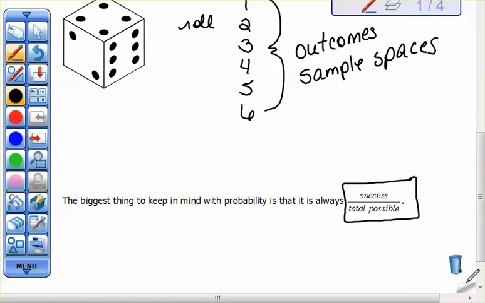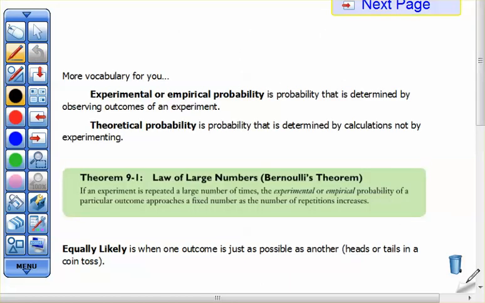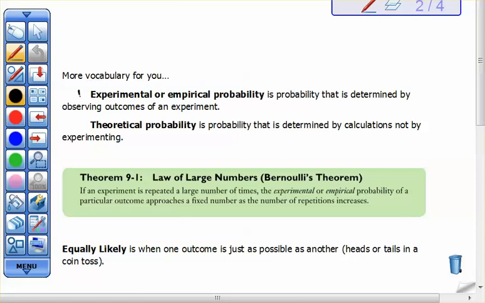All right, let's talk about a little more vocabulary. There is something we call experimental probability and theoretical probability. We're going to be talking about that quite a bit, even in class as we work some examples and problems, because there is a difference between experimental and theoretical probability. Theoretical probability is determined by calculations, not by experimenting. So it's where we look at what is possible, total successes over total possible, but in the theoretical realm.